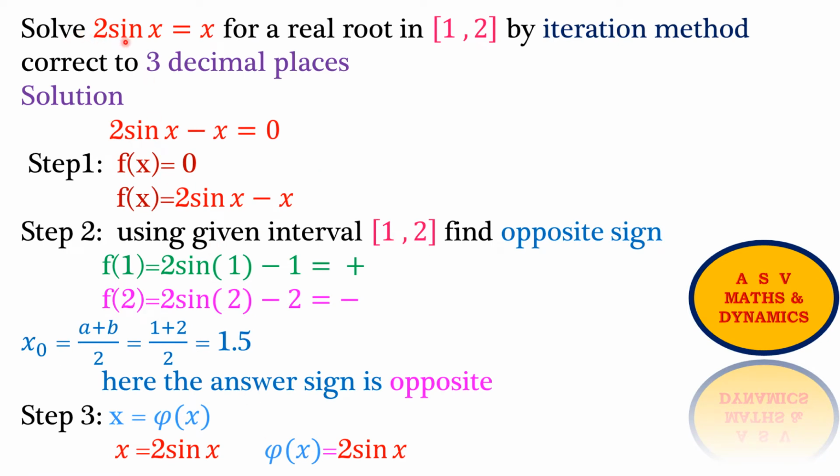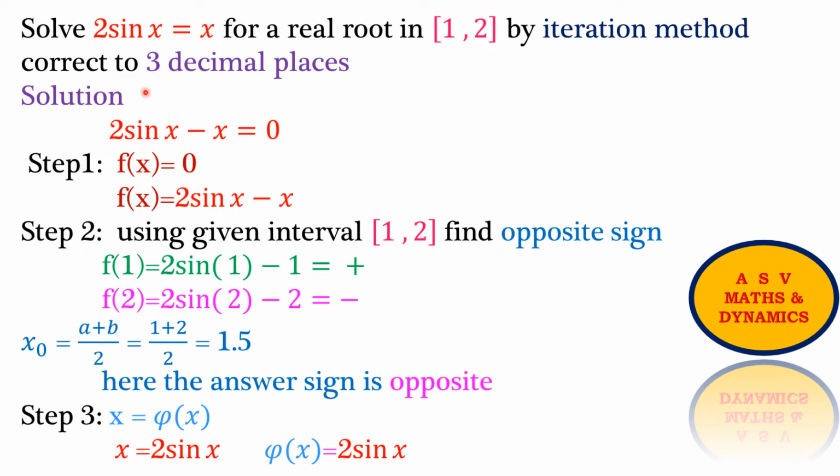Solve 2 sin x equal to x for a real root. You see the problem very carefully. 2 sin x equal to x, this is the function, for a real root in the interval 1, 2, by the iteration method, correct to 3 decimal places.